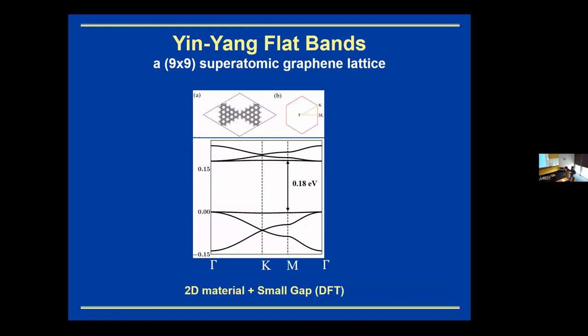As I showed earlier, it indeed has a yin-yang flat band. The bandwidth is slightly different, as we just discussed, because the hopping condition is not ideal, but very close to ideal. And then, of course, as I mentioned, in order to reduce the screening for Coulomb interaction and enhance the binding energy of excitons, we want a 2D material with a small gap. So this is indeed confirmed.